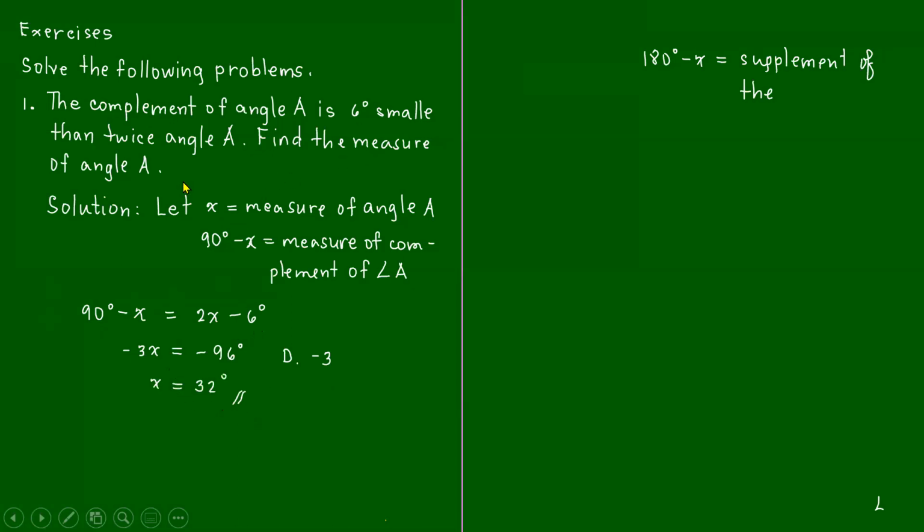So we are asked of the measure of angle A. So angle A is 32 degrees. We are not asked of the complement. But if you're asked of the complement, it is 58 degrees.